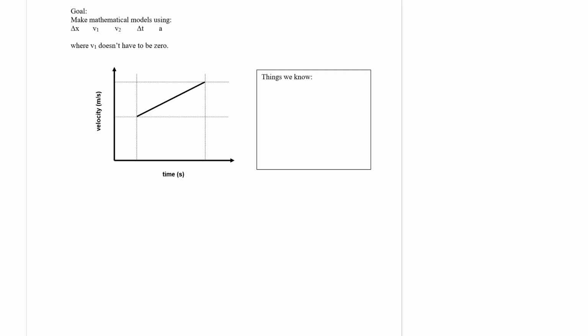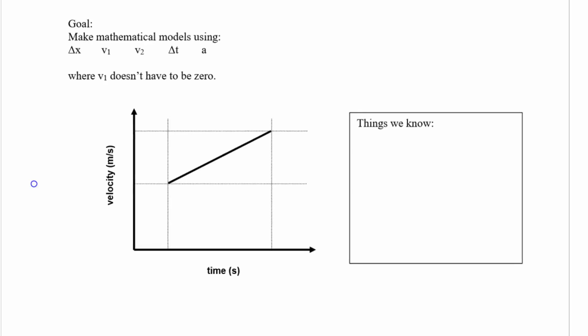So my goal in the next few minutes is to develop some more mathematical models that involve these 5 different variables. Instead of using the initial position and the current position, I'm going to talk about delta x, my displacement. I'll talk about the original velocity, the final velocity, how much time has gone by, and acceleration. So there are 5 different variables where the initial velocity isn't necessarily equal to 0.